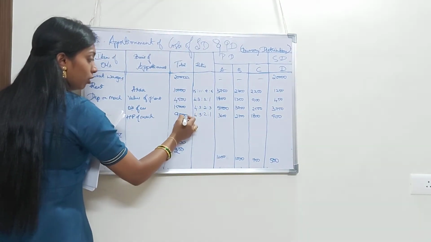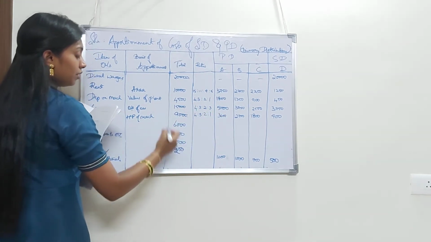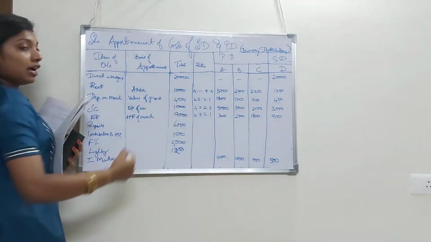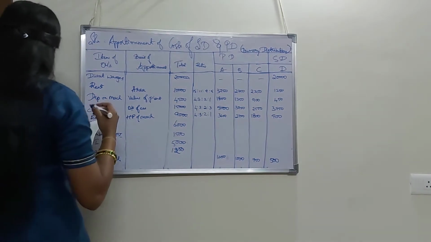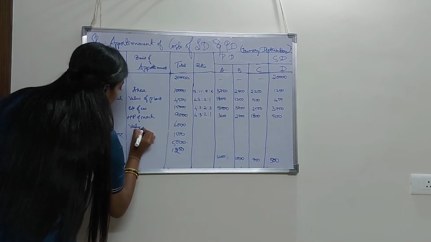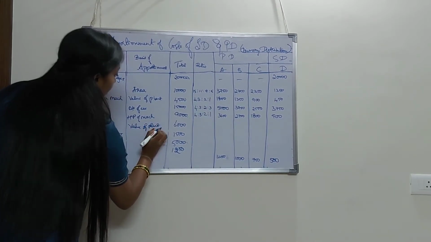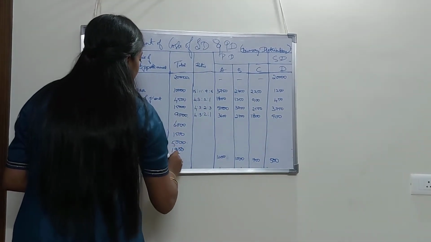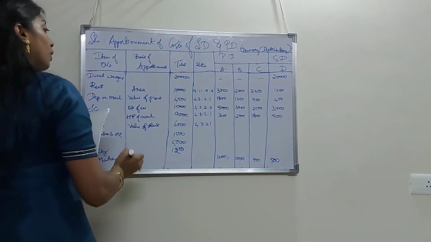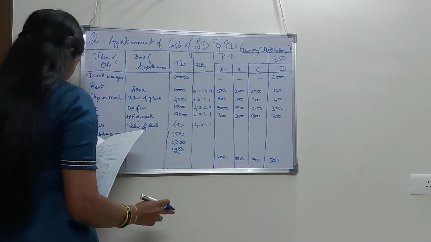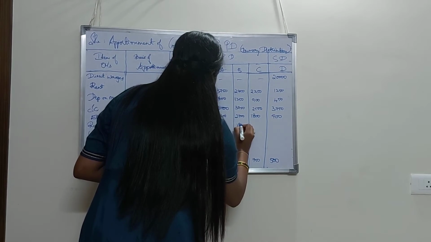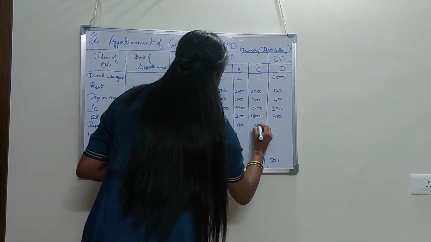9,000 into 4 divided by 10, 3,600. 9,000 into 3 divided by 10, 2,700. Likewise, I have done for other two departments. Next, repairs. Repairs of machinery. Again, you are going to do it on the basis of value of plant. So, value of plant, that would be like 4 is to 3 is to 2 is to 1. Total value here is 6,000. So, 2,400, 1,800, then 1,200, 600.